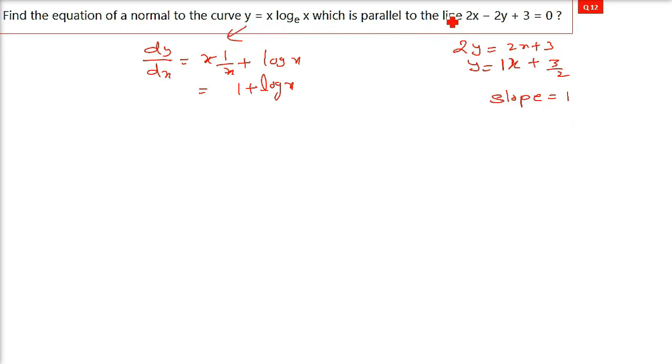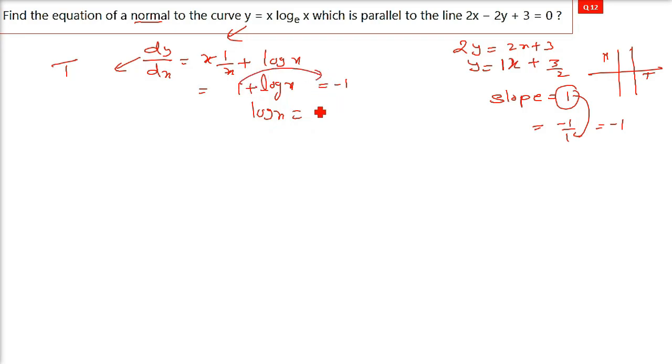But we have to find the equation of the normal to the curve. Please remember, we have to find out the normal. dy by dx is the slope of the tangent. So what will be the slope of the normal? It is minus 1 divided by dy by dx. See, the normal is perpendicular to this line. So when we equate, you have to find the perpendicular. You just equate it with negative 1, because the slope is 1 for the line which is parallel to the tangent, but we are talking about the normal, so it has to be negative 1.